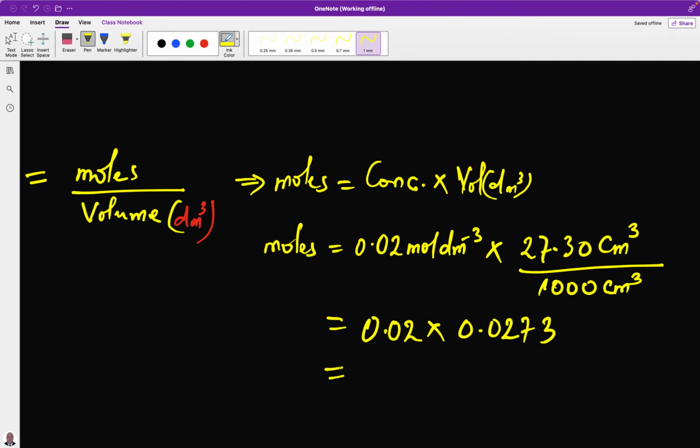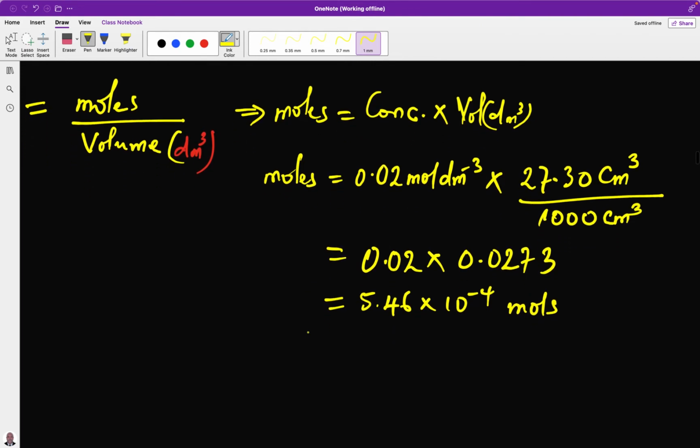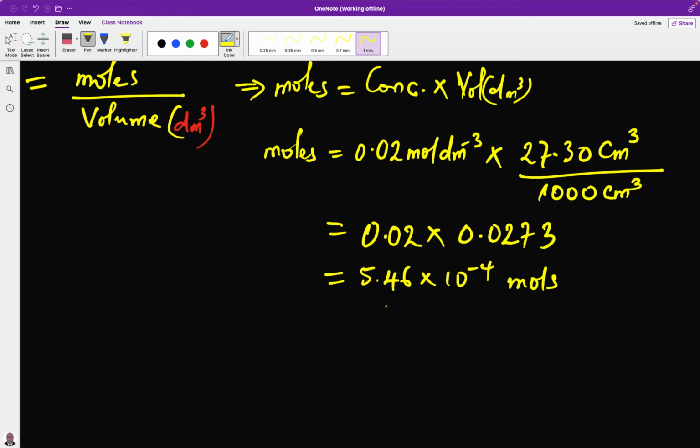Our number of moles here will be 5.46 times 10 to the minus 4 moles, or you can say 0.000546 moles. Yeah, you can have that.